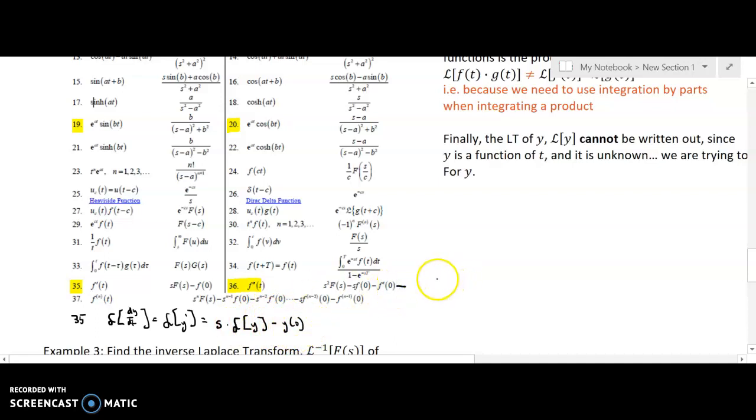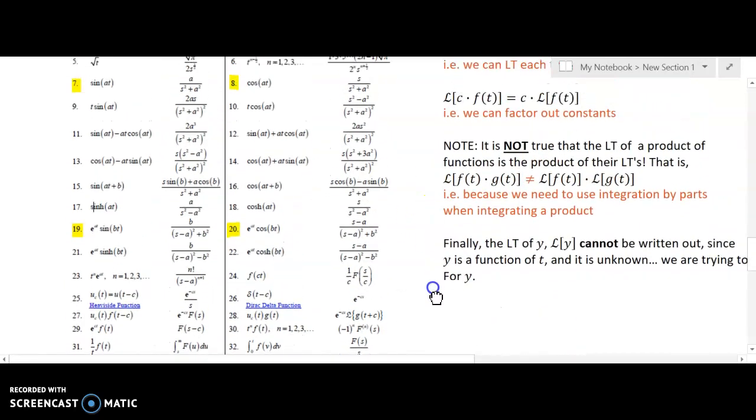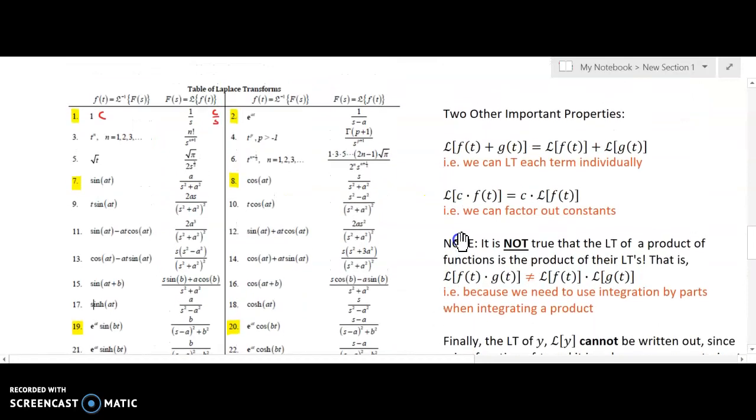36, this guy here, you could write as s squared times the Laplace of y minus s times y of 0, that's the initial condition, minus y prime of 0, that's our first derivative. And you know that we have two initial conditions with second order differential equations. One has been for position and one has been for velocity.